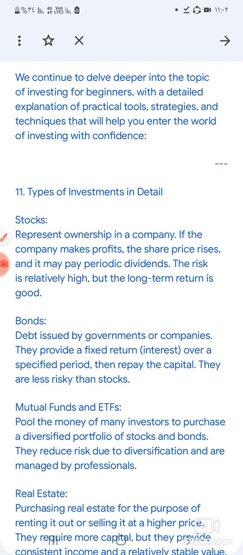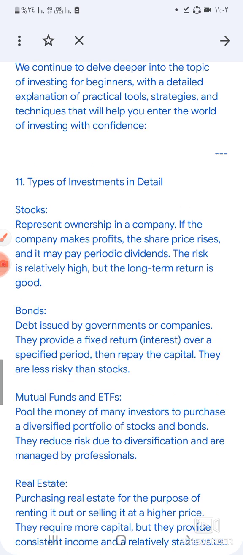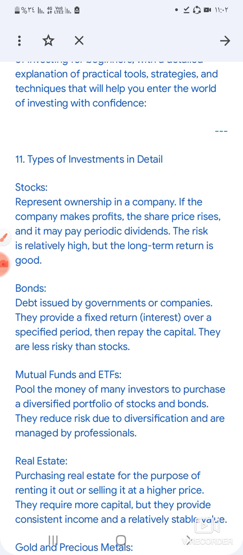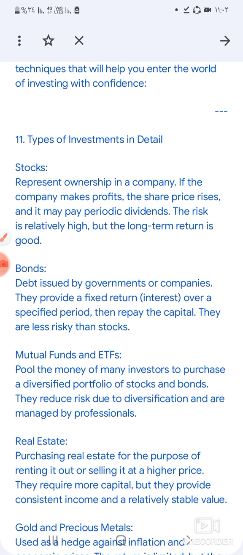Stocks represent ownership in a company. If the company makes profits, the share price rises, and it may pay periodic dividends. The risk is relatively high, but the long-term return is good. Bonds. Debt issued by governments or companies. They provide a fixed return, interest, over a specified period, then repay the capital. They are less risky than stocks.